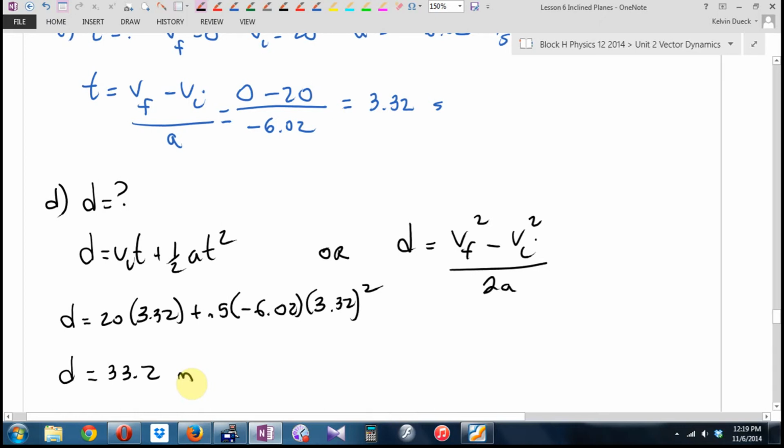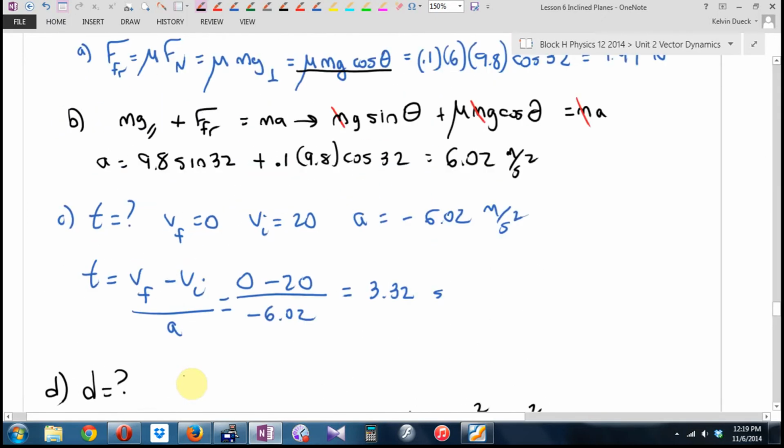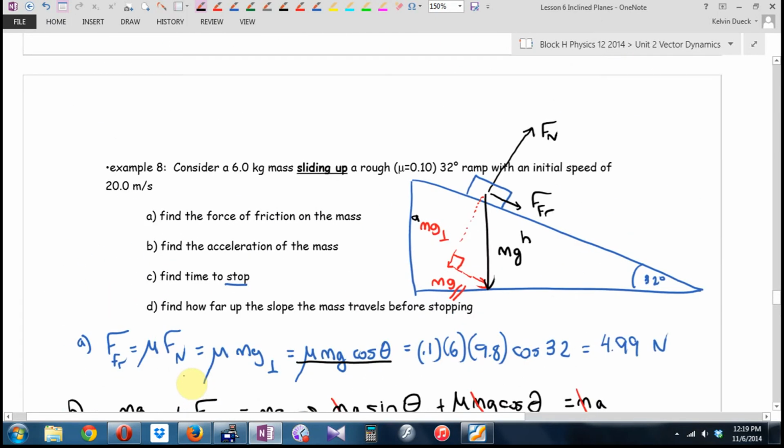4.99. At the top, will it come to a stop or will it start sliding back down? Well, it depends. What does it depend on? Visualize the new free body diagram. What would change direction if it was sliding down? Friction. So friction would be up. What's pulling it down? mg parallel. The only way it's going to slide down is if mg parallel is bigger than 4.99. Hey, what's mg parallel? That's mg sine theta.